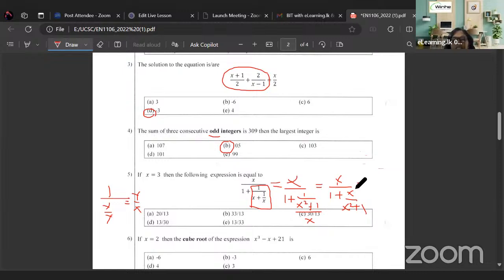Now if you consider the common multiple of these two, then x squared plus 1 is the common multiple. Part will be x squared plus 1 plus x, right?